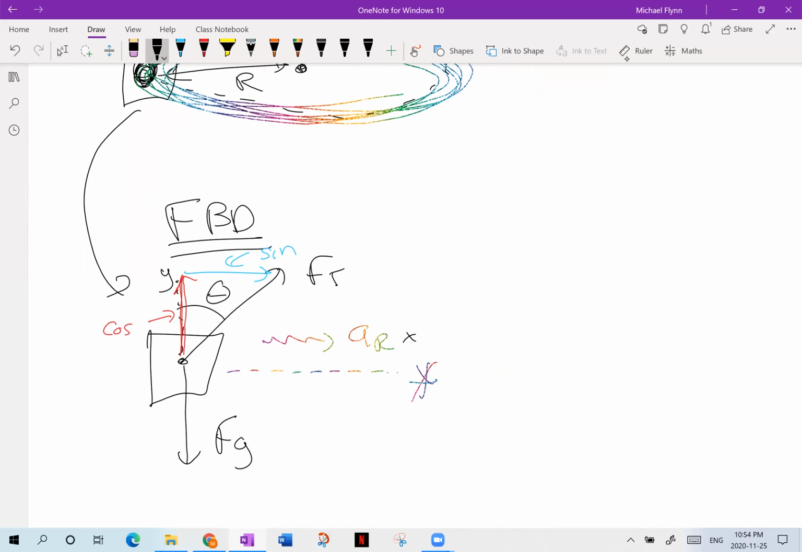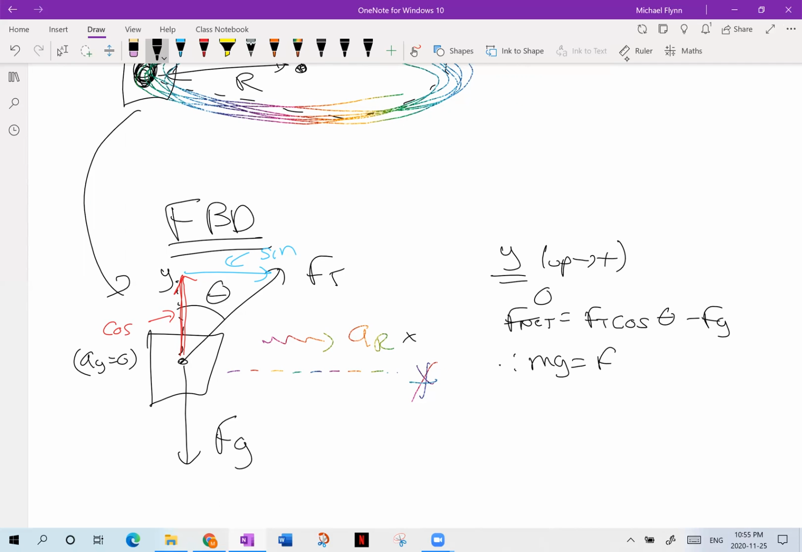Let's look at the y components first. I'm going to say up is plus because ay is equal to 0. In this case, it's not accelerating up or down. That means that the net vertical force will equal the force of tension times the cos of theta minus the force of gravity. This is 0 because ay is 0. So therefore, mg equals FT cos theta, right?